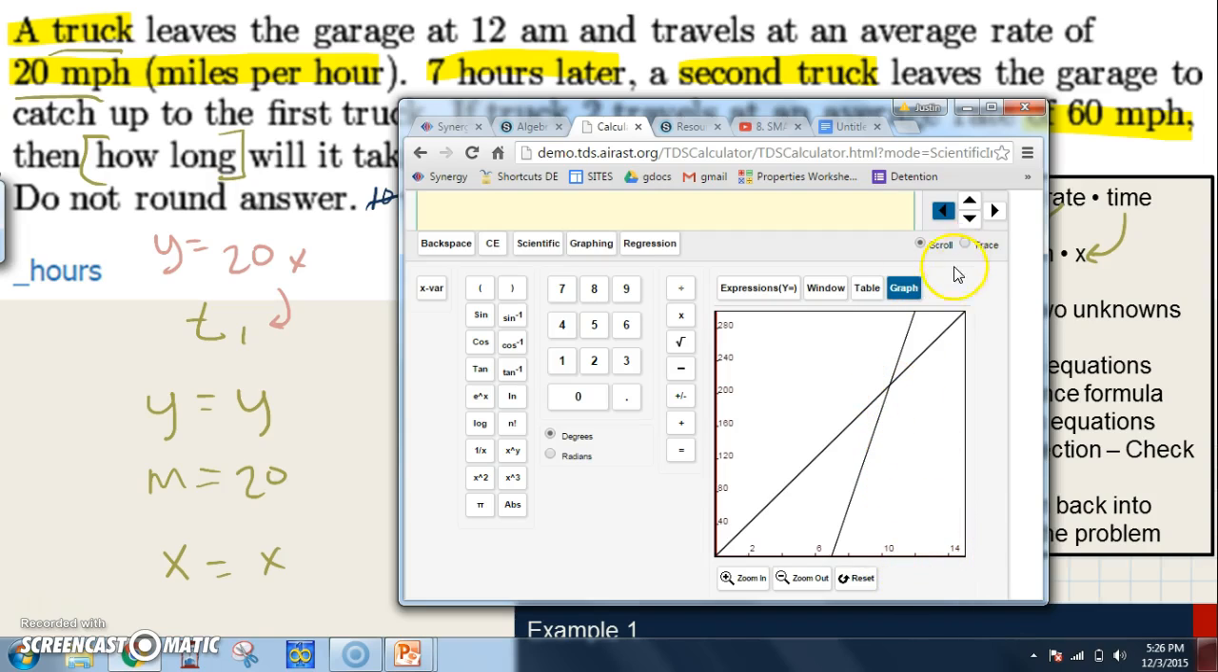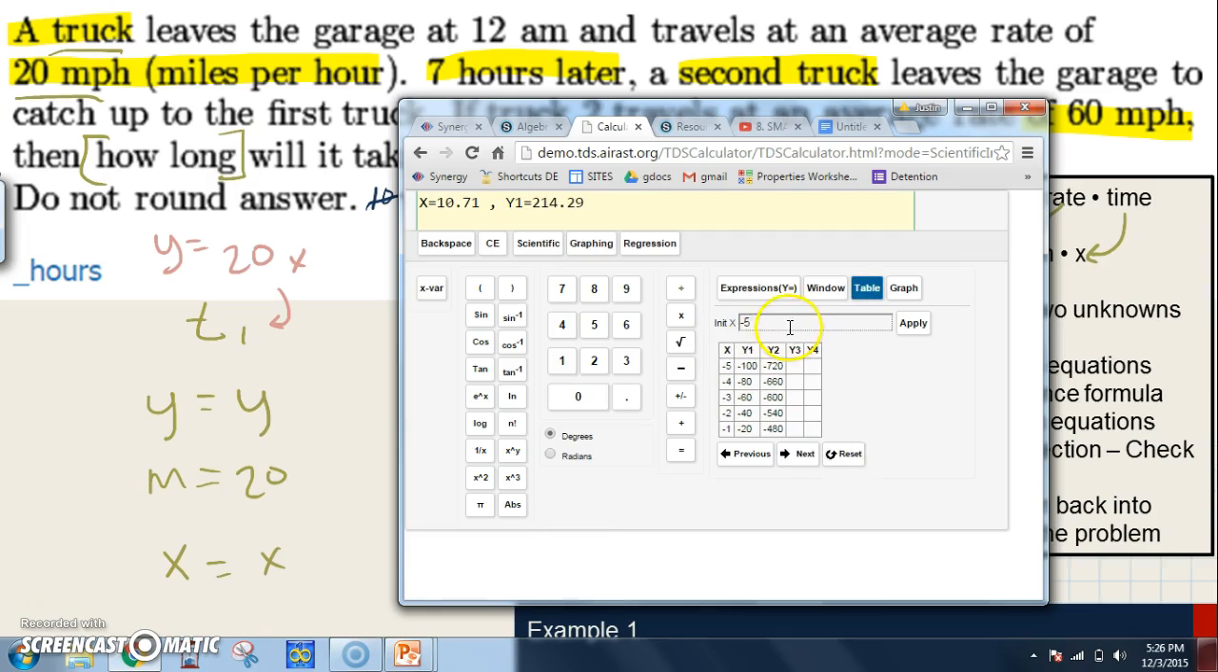We can actually use the trace button if we want, right? So we can use this trace button and it traces along this line. So we hit trace and I move this up a little bit and I'm going to get it really, really close to where they're intersecting. Okay, so it looks like they're intersecting pretty close to 10 or 11. So I'm going to go ahead and use 11. So let's go to the table. I'm going to delete this and I'm going to use 11. I'm going to see what happens.